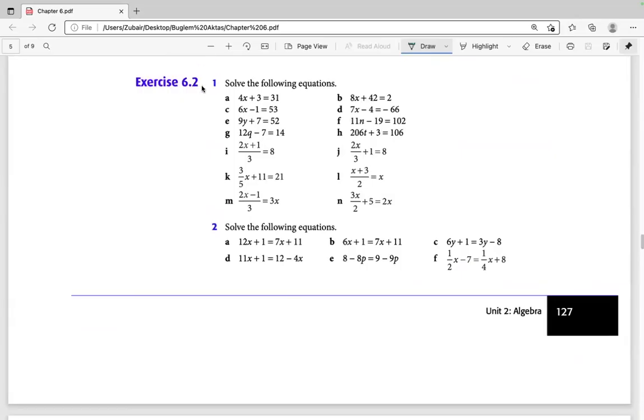So question 6a, let's start with the first one. 4x plus 3 equals 31. So solve the following equation. We have to find the value of x. 7. 7. Let's try this I part.